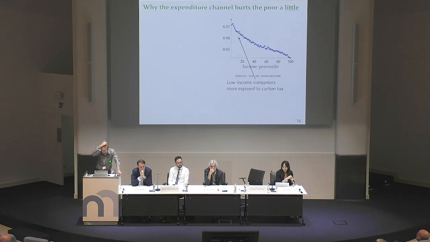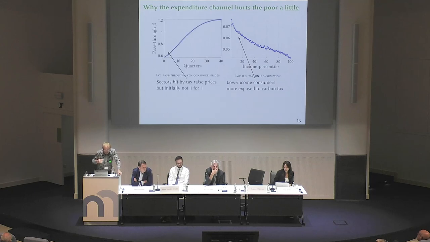The expenditure channel is a little bit muted. So here from the CEX, I see that indeed the poor consume more energy intensive goods. For them, it's as if the carbon tax is like a VAT increase of 7%, compared to rich people, for whom it's more like 4.5%.